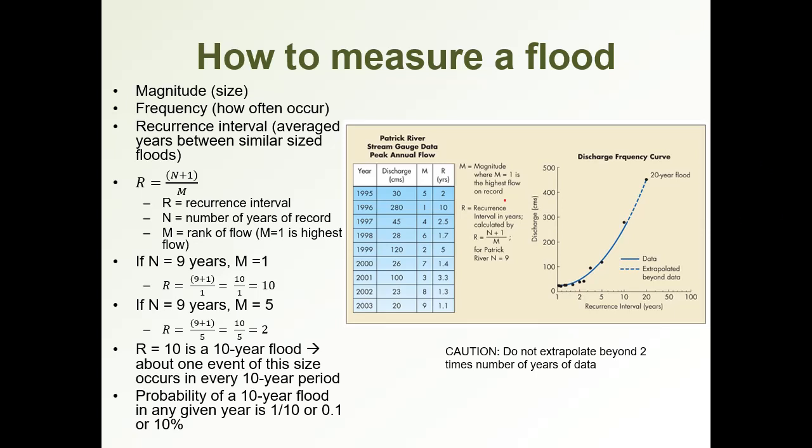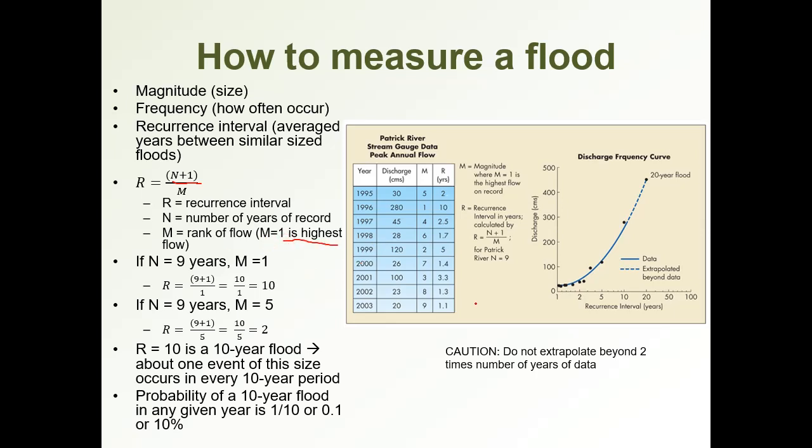The way we determine this is we have a list of floods that are ranked by size. We need to know the frequency, how often they occur, and the size that they are. The recurrence interval is the averaged years between similarly sized floods. We calculate our recurrence interval R by taking the number of years in our record, adding 1 to that, and then dividing by the rank of the flood we're interested in. When we rank these, 1 is the highest.